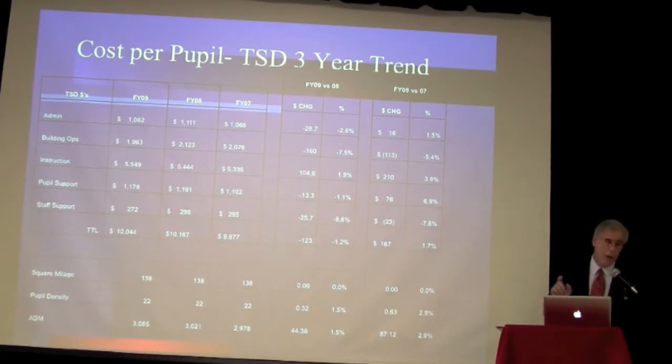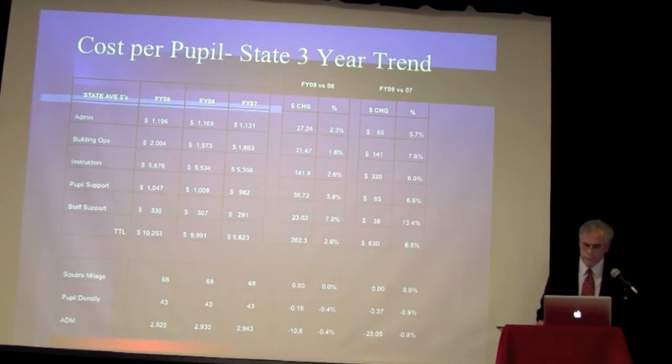But one thing to keep in mind when you look at these numbers, a 1.7% increase over 3 years. Inflation, also known as consumer price index, the average was 2.3%. So we operated during those 3 years below inflation. How'd the state do? Not as well as Talawanda. When you look at the cost per pupil across the state, 2008 versus 2009, it increased by 2.6%. Over the 3 years, it increased by 6.5%.